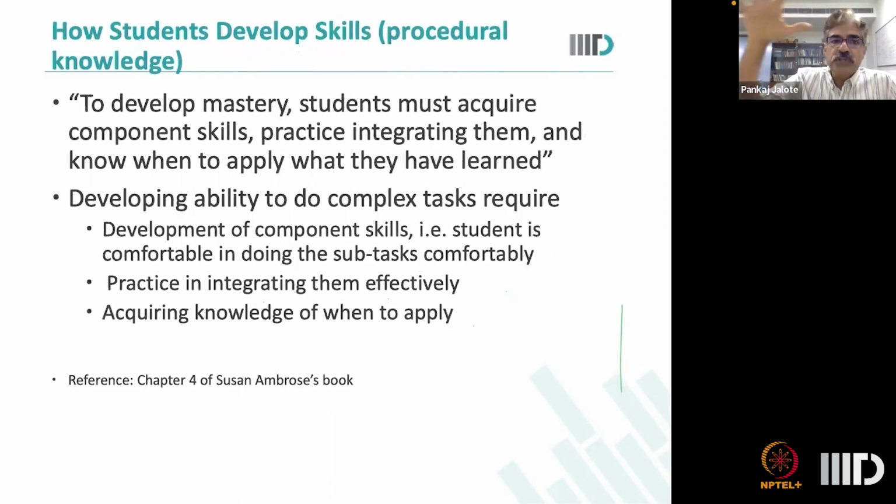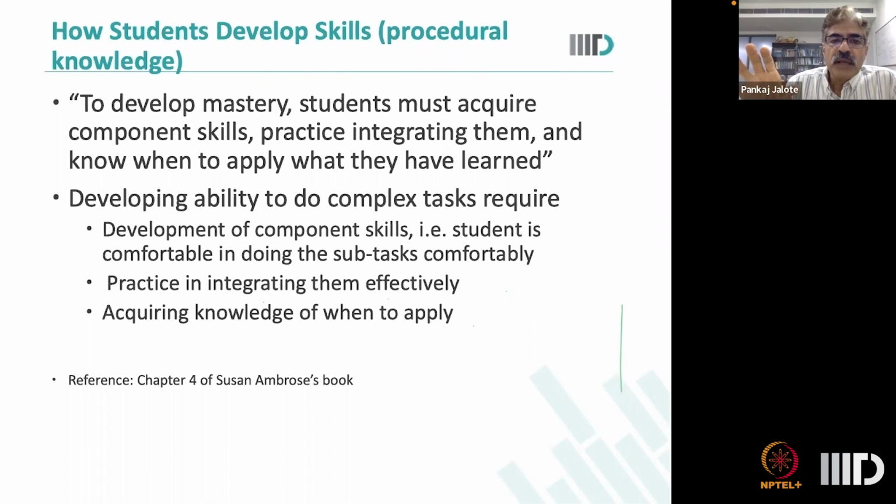But the other side of knowledge, the other type of knowledge, is about skills. So, how do students develop that knowledge? That's also knowledge, procedural knowledge. That is skills. How do they develop these skills? Skill of writing, solving math problems, writing programs, designing, building a circuit, or building a machine, a car, or what have you, right?